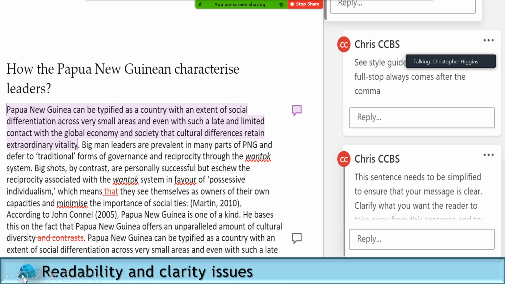So they have, Papua New Guinea can be typified as a country with an extent of social differentiation across very small areas, and even with such a late and limited contact with the global economy and society, that cultural differences retain extraordinary vitality. So a couple of things there. You get a bit tired reading it because it's quite long. It's quite wordy. There's no punctuation in it. And also it's just a little bit complicated in relation to what comes after.